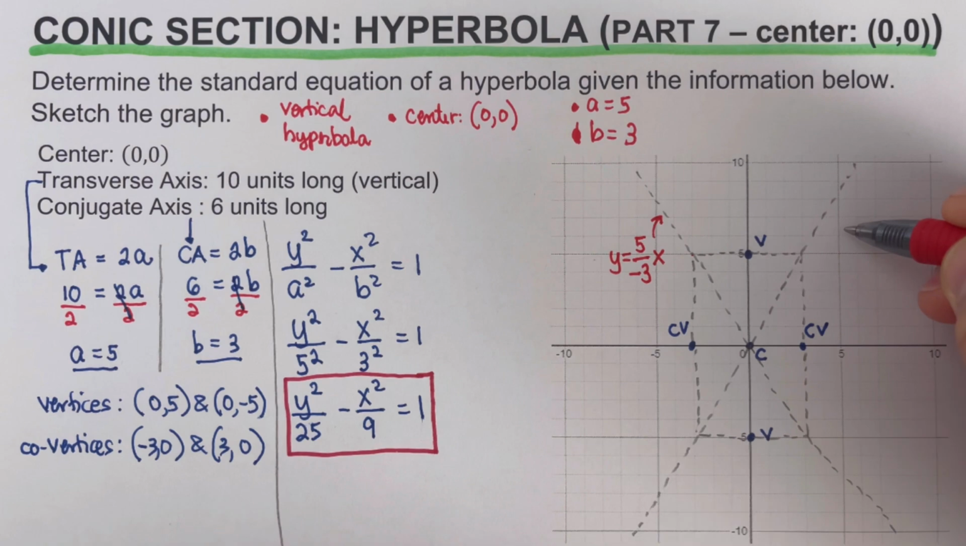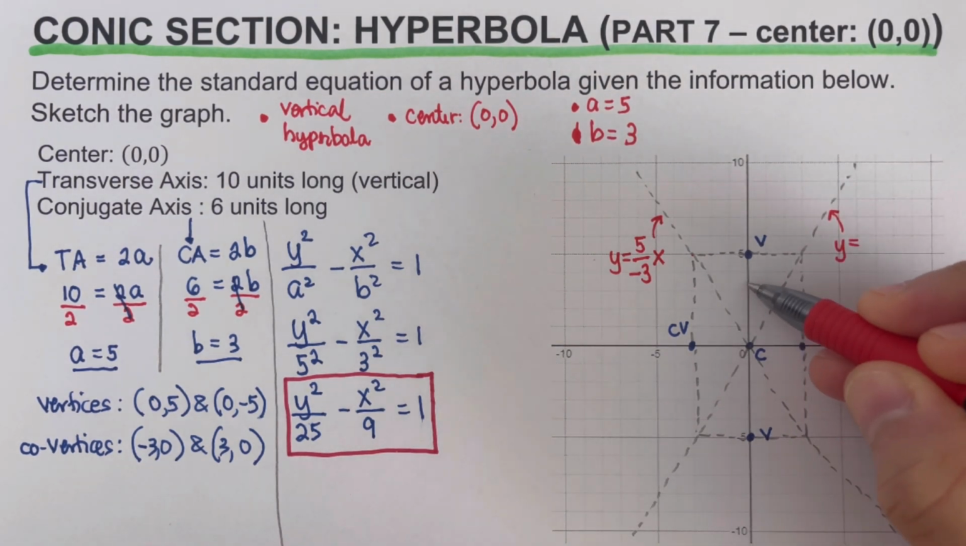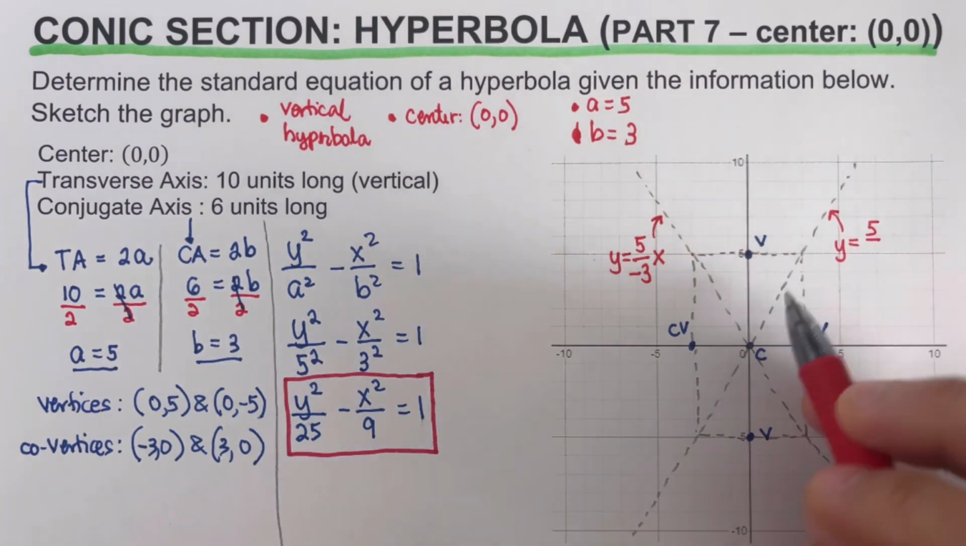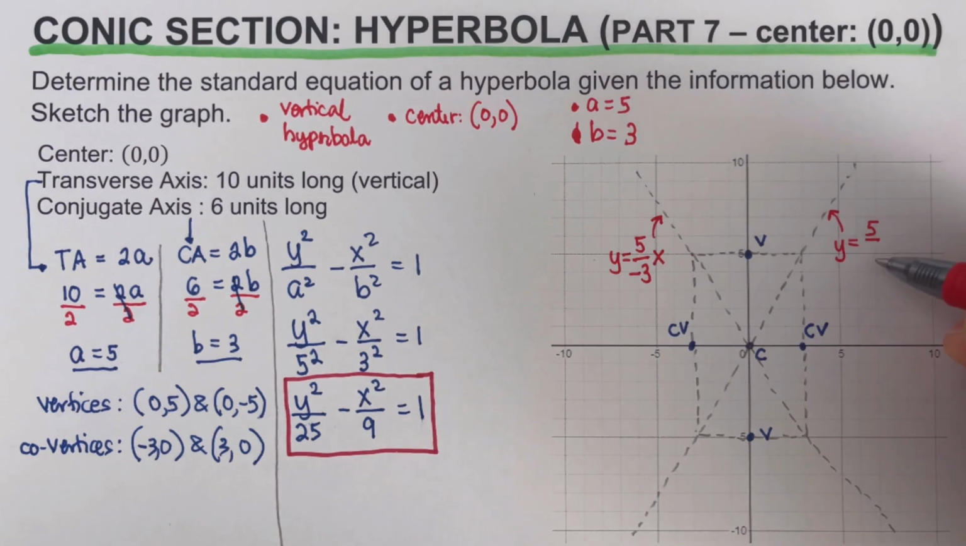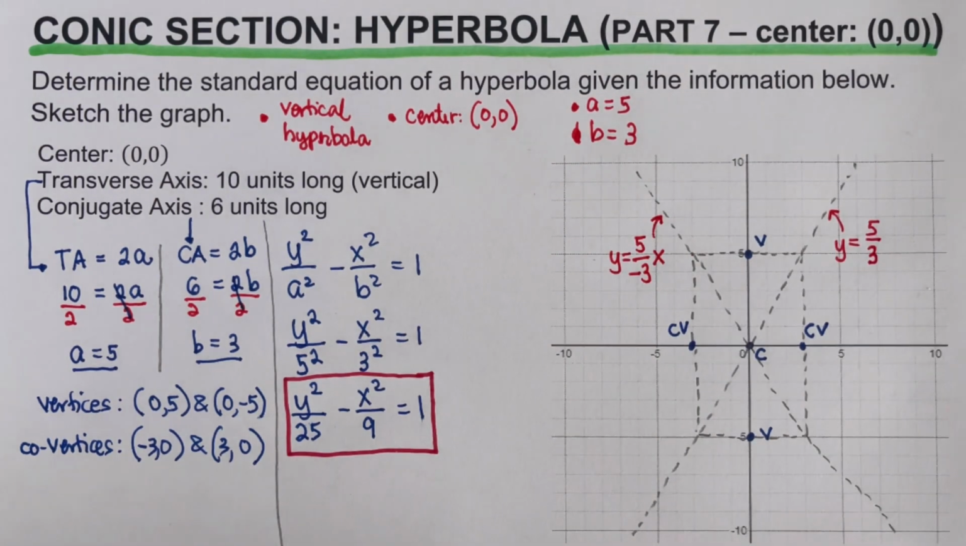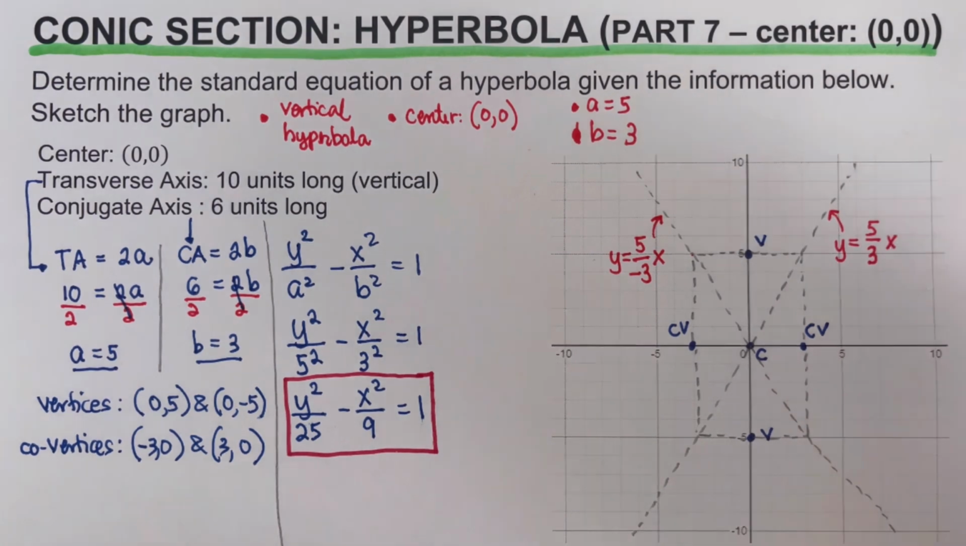Well, the one with a positive slope would be the same thing. I go up 1, 2, 3, 4, 5. And then I go to the right 3 to get to the corner of the rectangle. And that is a positive 3 because we went to the right. And so this is y equals 5 over 3x.